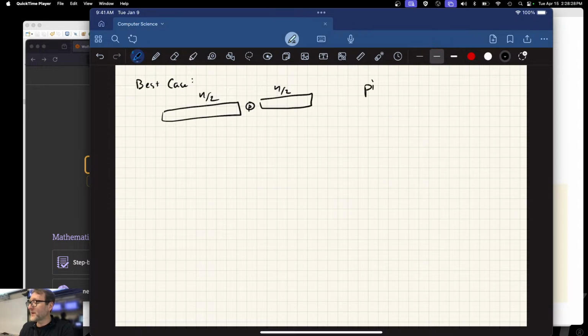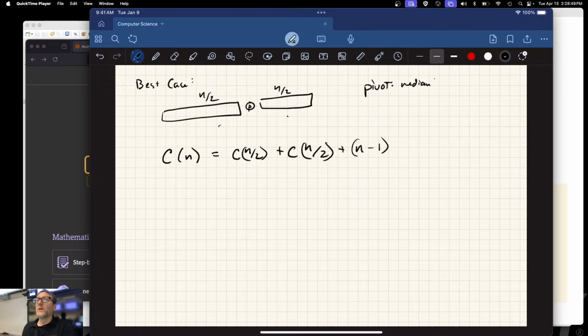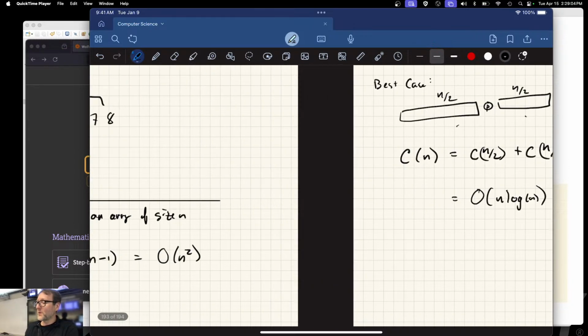So if our pivot ends up getting lucky and it ends up being the median, then we end up splitting it up into two partitions of equal size. C sub n now is C sub n divided by 2 plus C sub n divided by 2, and that's still that same n minus 1 because we still have to partition it. Does that look familiar? That's exactly the same thing as merge sort, which we already found out was n log n. So which one should we go in this case?